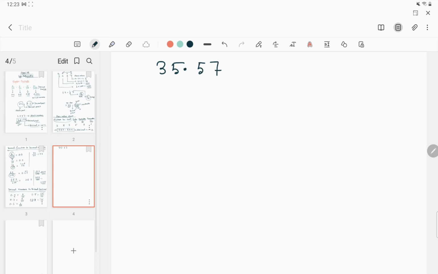35.57. Okay, 35.57 means at first you write down the number without the decimal point. It is 3557. Now check: this decimal point is given after 2 digits starting from the right side. After 2 digits, so how many zeros will come? 1 will be followed by 2 zeros, that is 100.